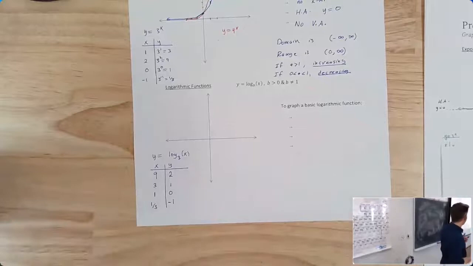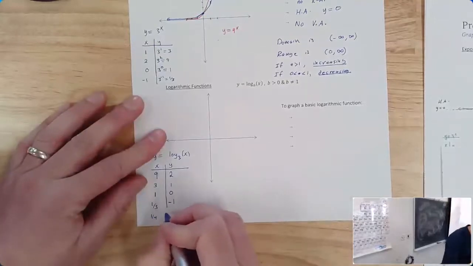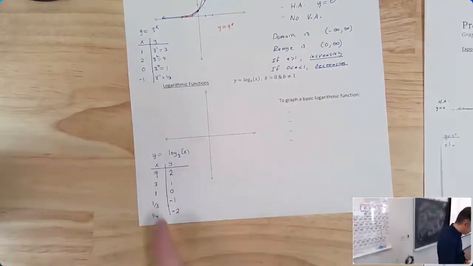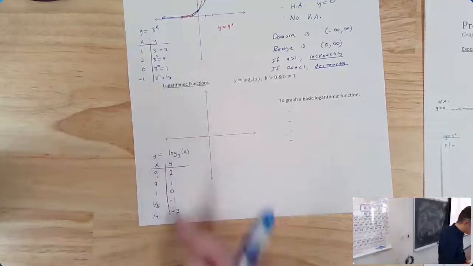And we can keep picking smaller and smaller values of x that are still positive, and we'll get more and more negative values for y. Like if you pick 1/9, 3 to the -2 power is 1/9. So we can see that the smaller the x value gets, the more negative the y value gets.